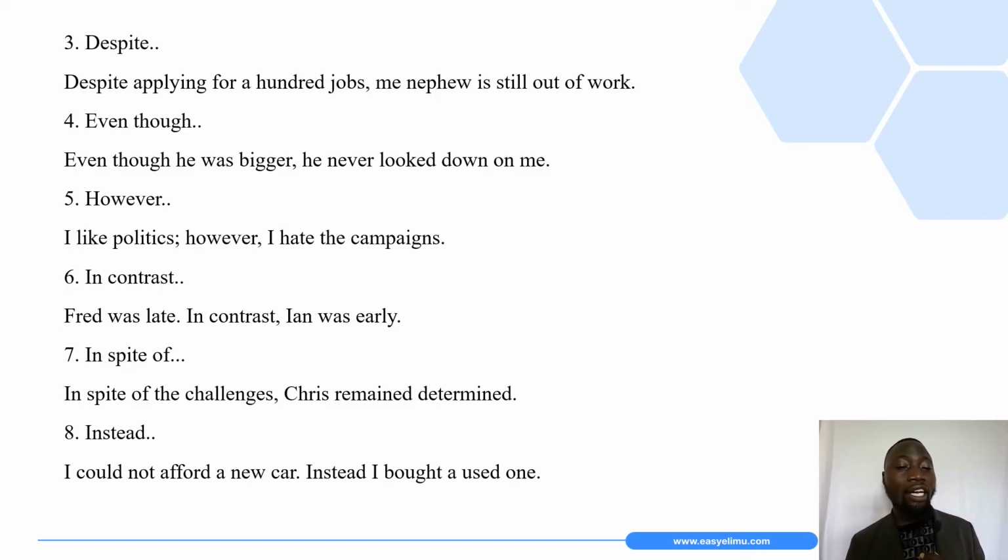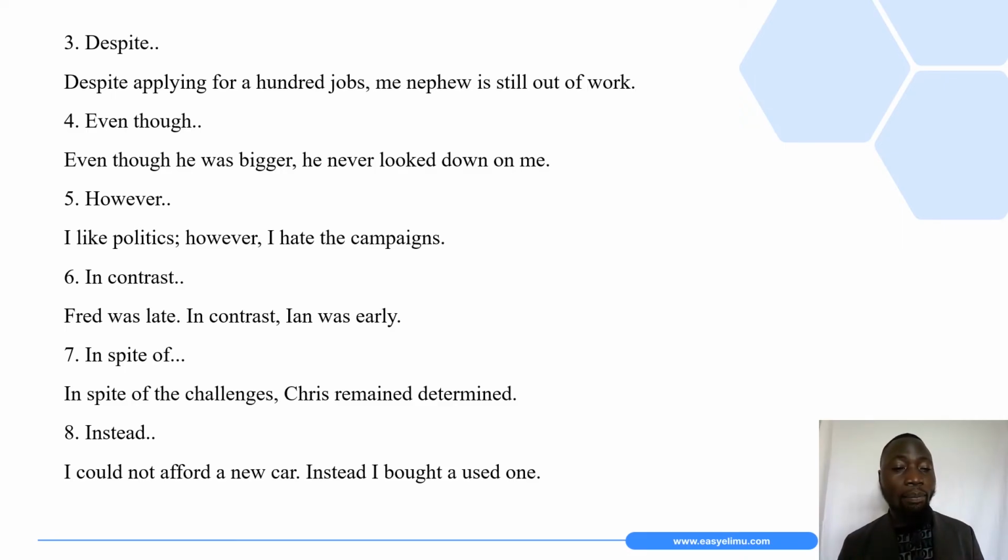Then there is also this other phrase that is in contrast. The example in a sentence is: Fred was late. In contrast, Ian was early. So that has been used to show comparison and difference between the two gentlemen, that is Fred and Ian.